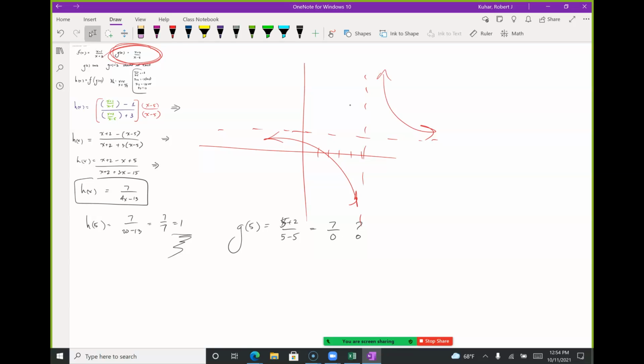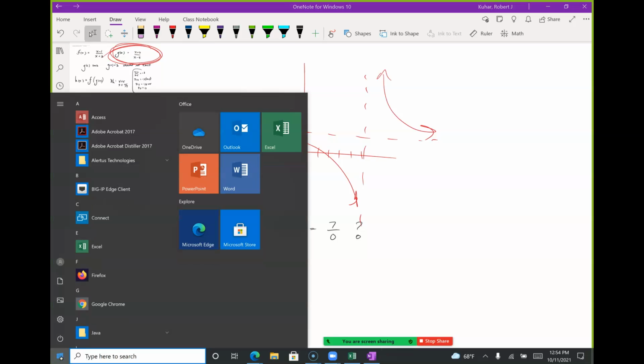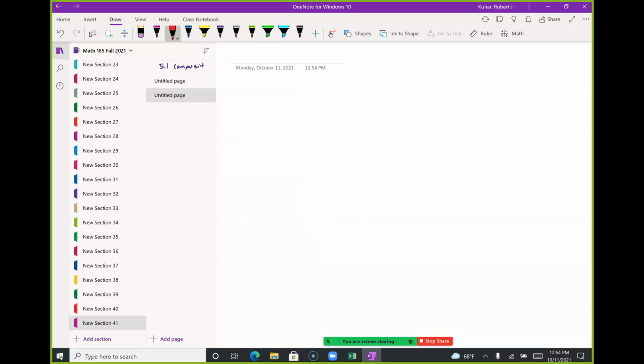So we have to be able to do a couple of things. We have to be able to compose functions like we just did.